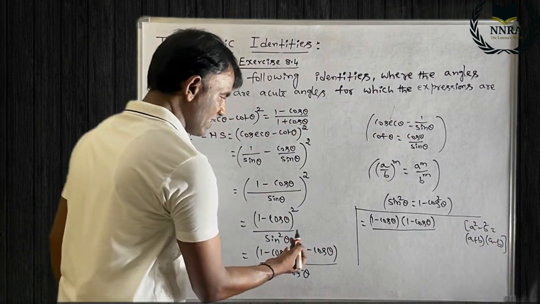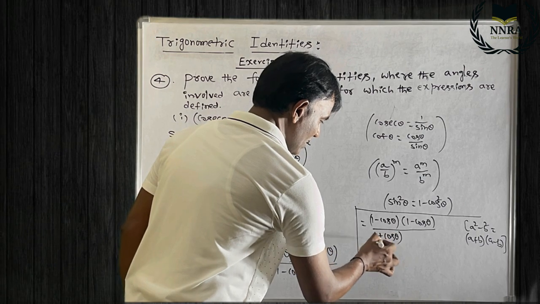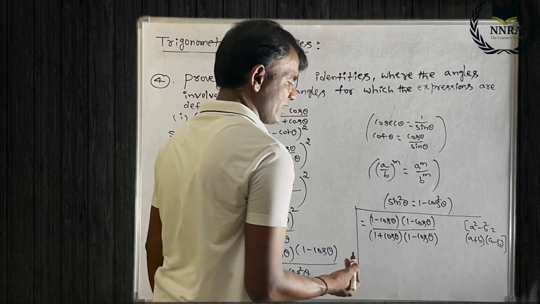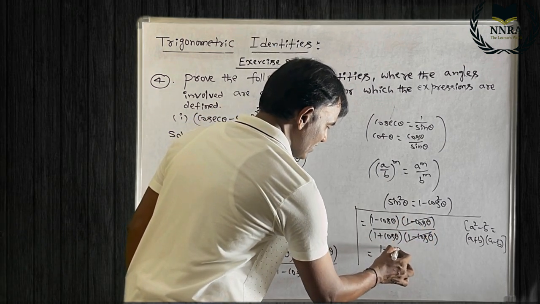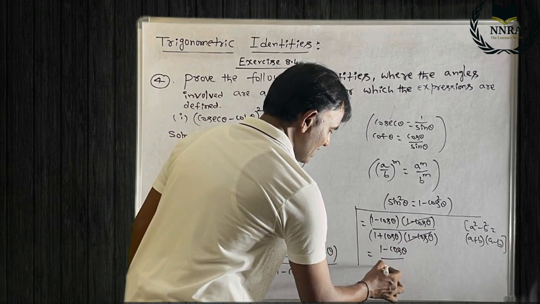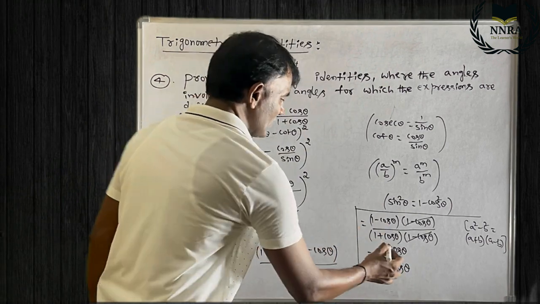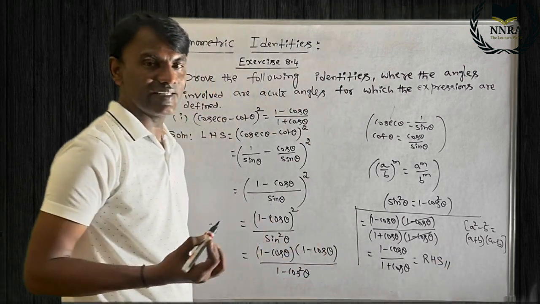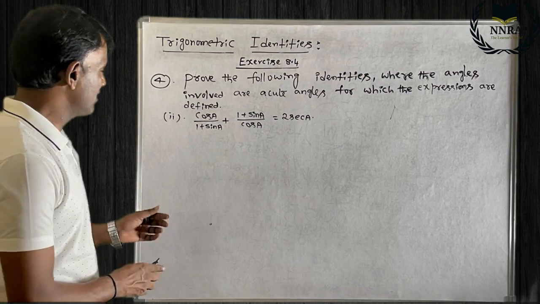So how to write this denominator? A means 1 plus cos theta, into a minus b means 1 minus cos theta. Now this term gets cancelled, and what's the remaining value? (1 - cos theta) divided by (1 + cos theta), and it is equal to RHS. So LHS equal to RHS. That is the answer. Okay, now this is the second sub question in fourth main.